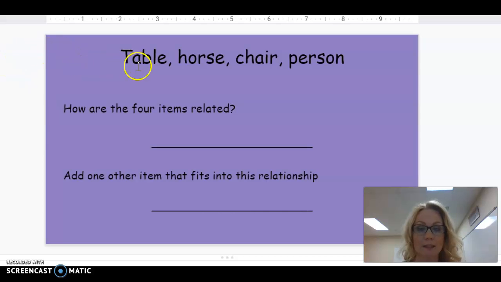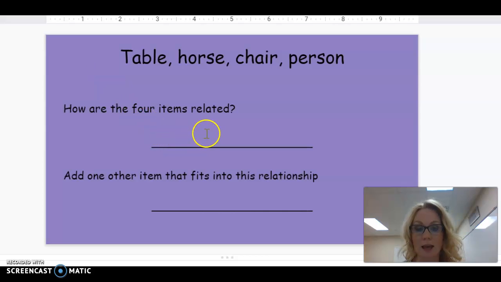Well, let's look. Table has 4 legs. Does a horse have 4 legs? Yes. A chair has 4 legs, but a person only has 2 legs, but they have 2 arms as well, so 4 limbs maybe?